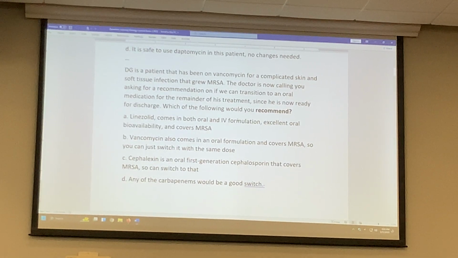This is oral and IV. It has excellent oral bioavailability, so we have the same one-to-one conversion in dose, and it covers MRSA. So that would be a good option for this patient.